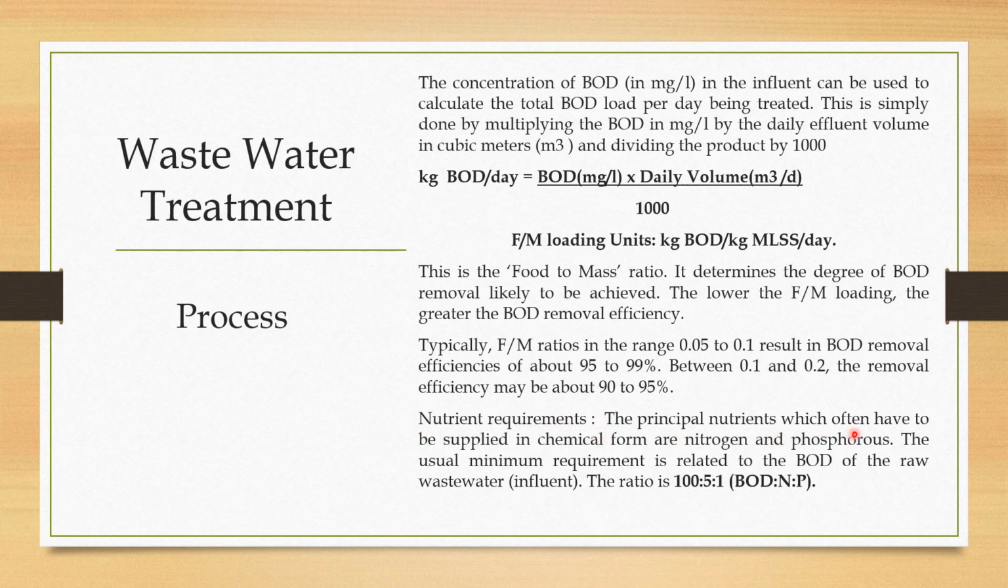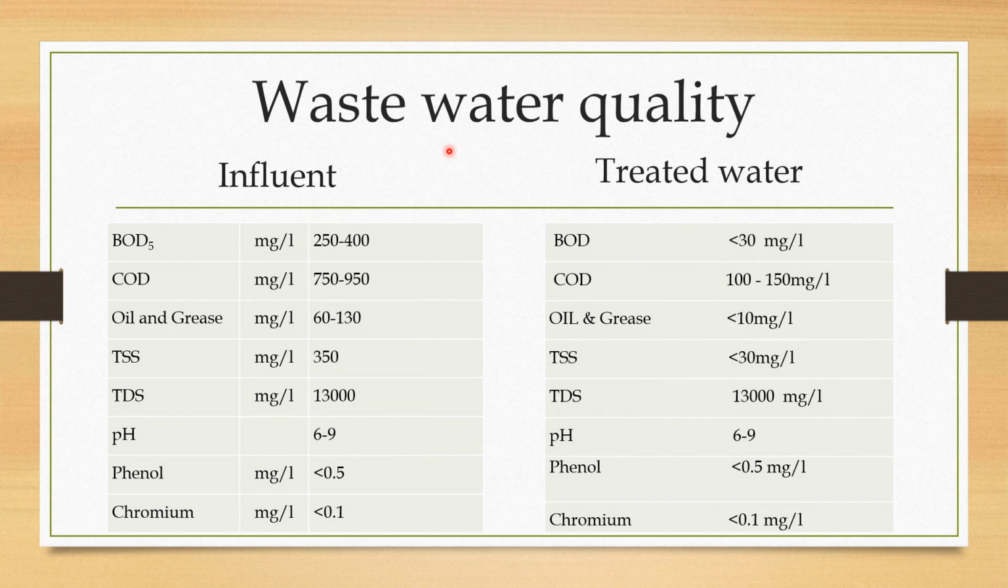Nutrient requirement is another one. The principal nutrients which often have to be supplied in chemical form are nitrogen and phosphorus. Nitrogen through urea and phosphorus through trisodium phosphate. Both nutrients are added. The usual minimum requirement is related to the BOD of the raw wastewater influent. The ratio is 100 to 5 to 1. That is, if BOD is 100, then 5 of nitrogen and 1 of phosphorus are to be added for biomass growth and activated sludge formation.